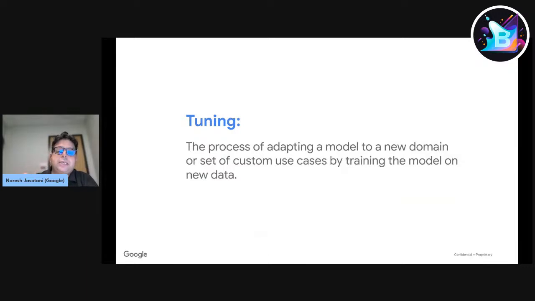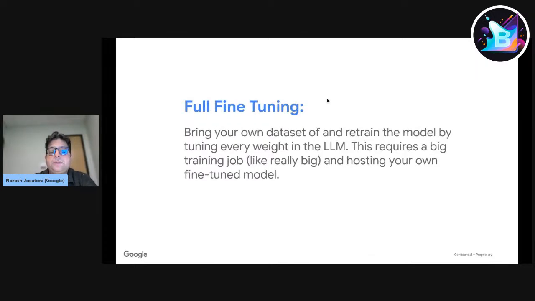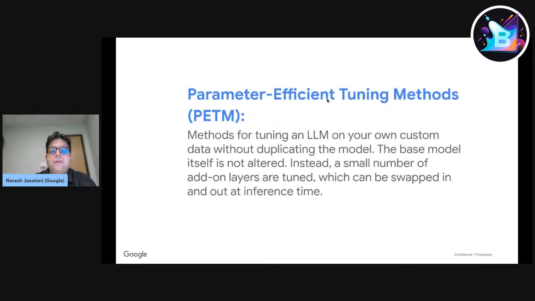So tuning is a process wherein you are designing or making a model which is specific to your data. There are two examples that we discussed. Full fine tuning, that means you train from scratch, like you're hosting your own foundation model. And then you have PETM, which is parameter efficient tuning model, wherein you are creating a smaller model of the big text bison model, and you're creating a small layer on top of it with your data.